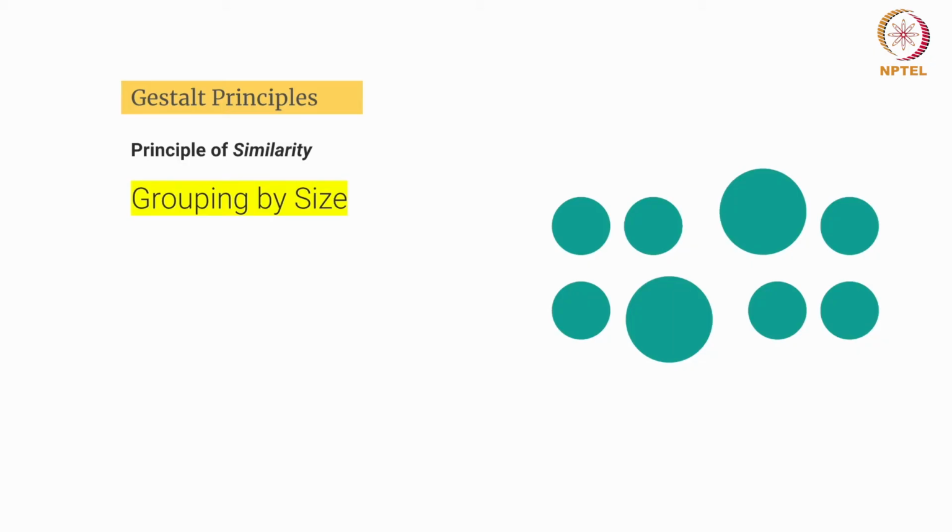So the next portion is grouping by size. In the previous segment, we learned about grouping by color. Another segment where we will see how the principle of similarity can be attained is by using size as an element. So in this picture, you can clearly see there are around how many circles? Eight circles. Out of them, 2 circles are bigger in size, and the rest of the circles are smaller.